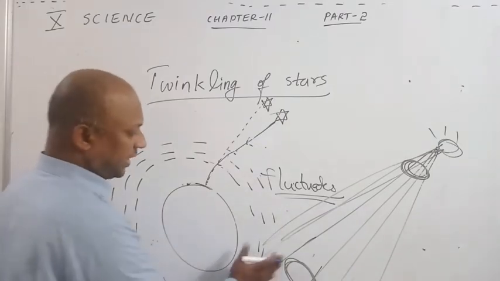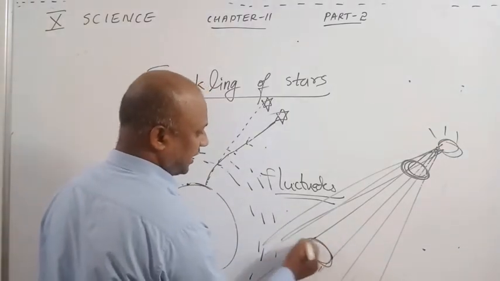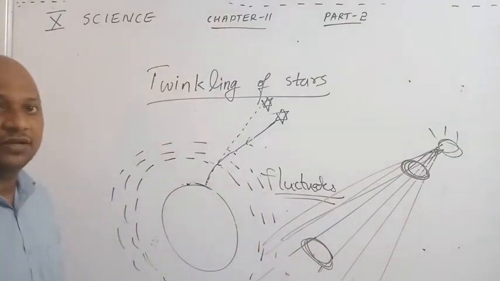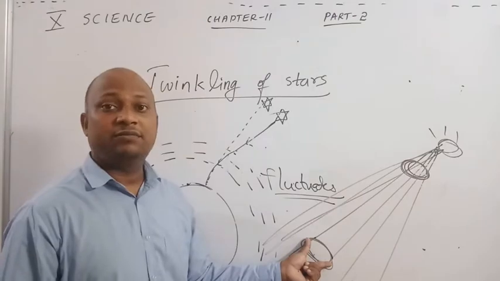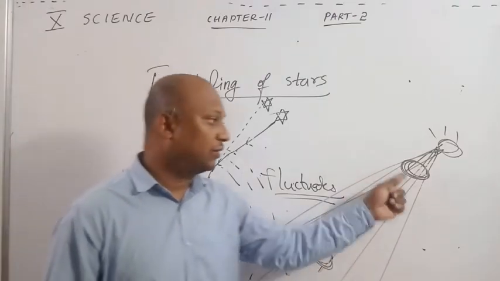So that is the reason behind very less number. The same object, if you keep it here, very less number of rays, the same size, but very less number of rays penetrating. But here, a lot of rays.